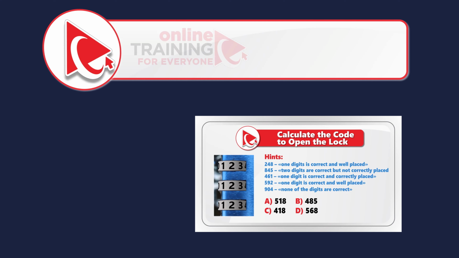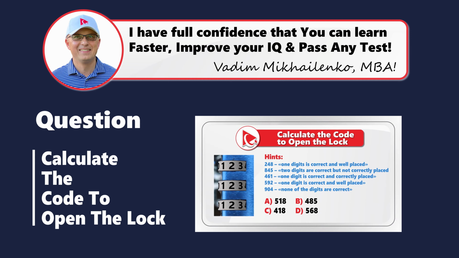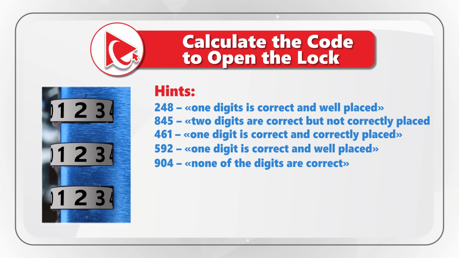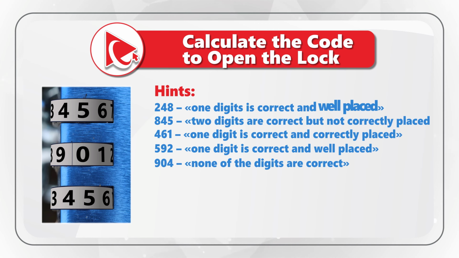Here's the challenging problem by solving which you will boost your cognitive abilities. You're presented with 5 hints, and using these hints, you need to unlock the code and open the lock. The hints are: in the digits 2, 4, 8, only 1 digit is correct and well placed.